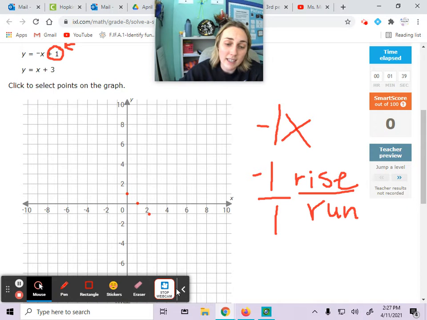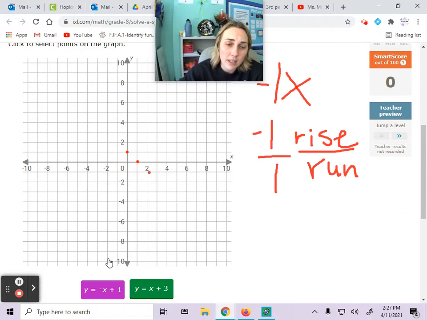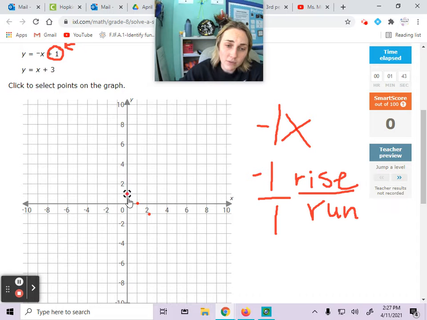The cool thing about this IXL is it makes the line for you. So you're going to plot this first, okay? And then you're going to go down 1 and over 1, and it makes the line for you. So you don't have to do all of the dots like I did. I just wanted to show y'all how you would do it on a piece of paper, but IXL makes it easier for you. I'm going to go ahead and clear my screen.